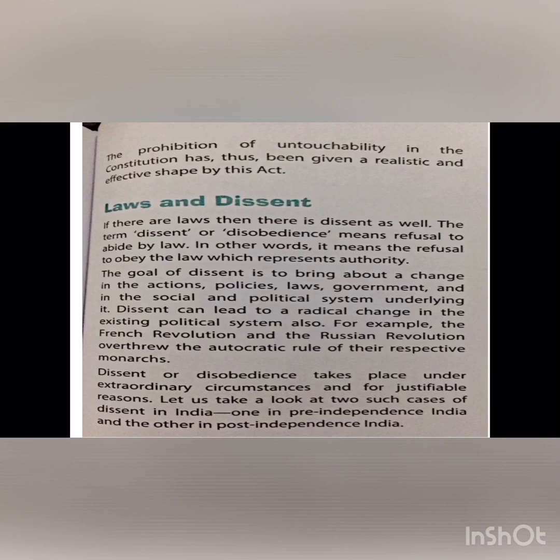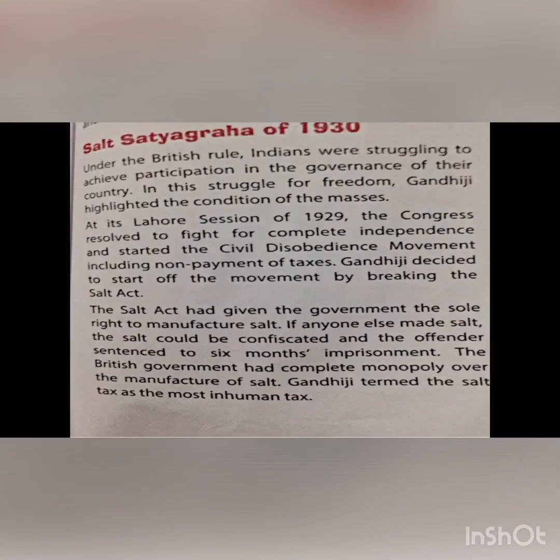Now the same happened in India, where two dissents took place, one pre-independence and the other post-independence. What is the pre-independence case? It was the Salt Satyagraha. As you know, India was ruled by the British. The Britishers did not allow anybody to make salt, and if anybody made salt, they used to confiscate it, and the person would get a sentence of 6 months' imprisonment. They made the salt solely themselves, and they also imposed a tax on it.